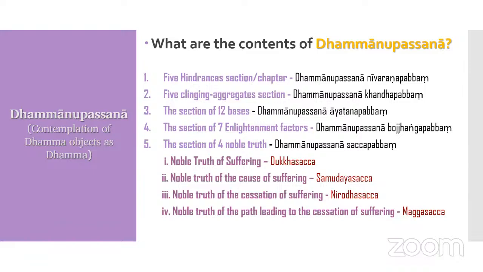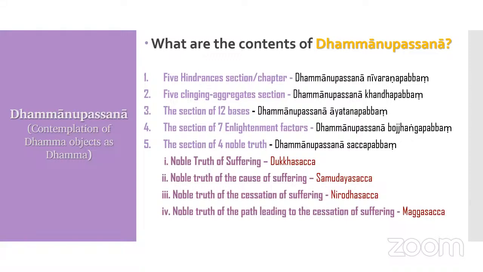And the fourth one is the section of 7 enlightenment factors, the Bojjhanga pabbā. Because it is in the Dhammānupassana, it is called Dhammānupassanā Bojjhanga pabbā. Finally, you have the section of 4 noble truths, called Dhammānupassanā Satya pabbā. Satya means the 4 noble truths. So what are the Satya?